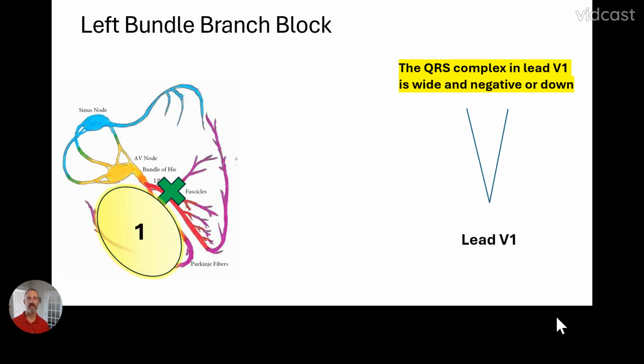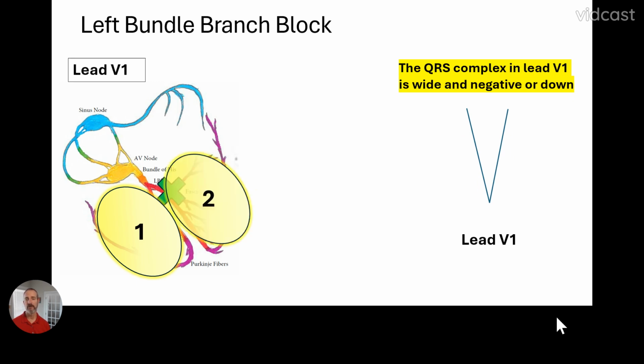So what is happening is the flow of electrical activity makes it into the right bundle branch, but gets blocked on the left side. So the heart depolarizes on the right side and then sends the message around the area that is being blocked, which happens a little bit more slowly, and that's why the QRS complex is wide.